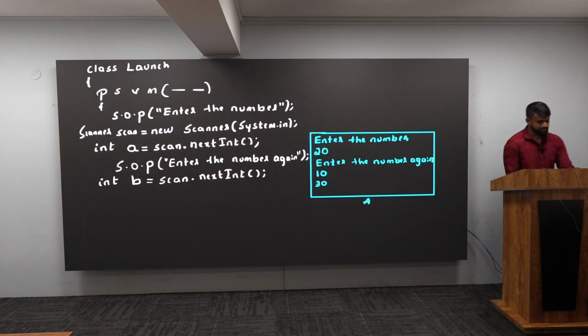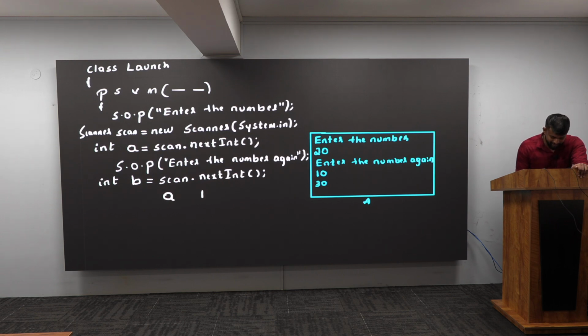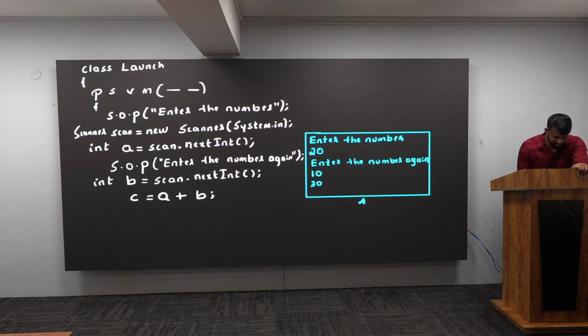Now, I will come here and take that 20, which is present inside A. I will take that 10, which is present inside B. I will add both of them, and whatever the result I get, I will store it inside a variable C. What is C having? 30, which is an integer, that I should tell.